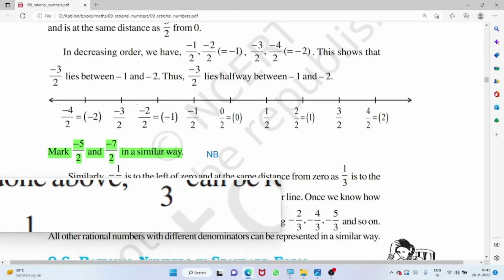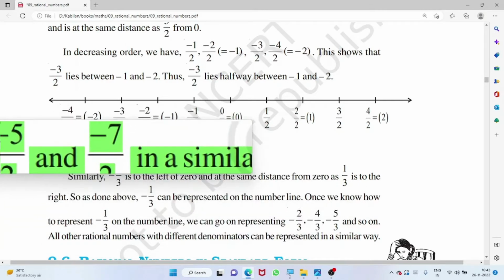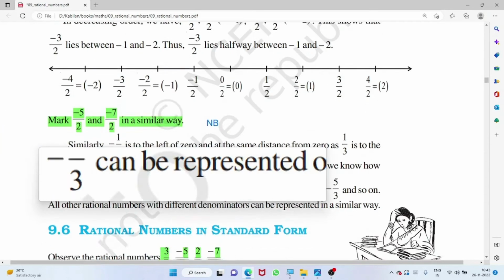So I have shown you how to represent this on the number line. I have taken 7 by 3 here. For minus 7 by 2 you can apply the same logic.